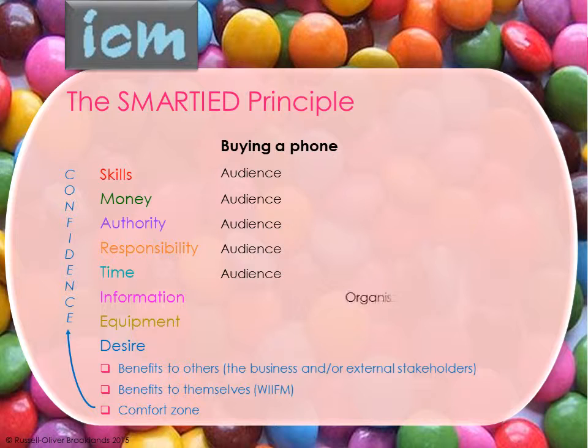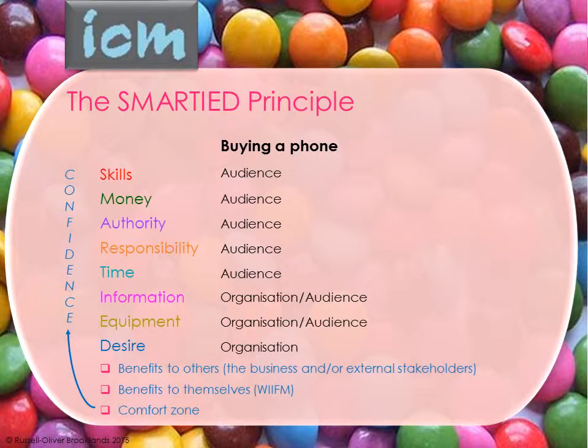It's not until we get to information that the business actually has a role to play at all. And even then, the audience could always go and seek out independent reviews. As for equipment, well, the organisation may be providing shops with tills, or if the phone is available online, they may need to provide a trading website. But the customer would then also need to have online access. It's only when we get to desire that the organisation has sole charge of providing the resource.